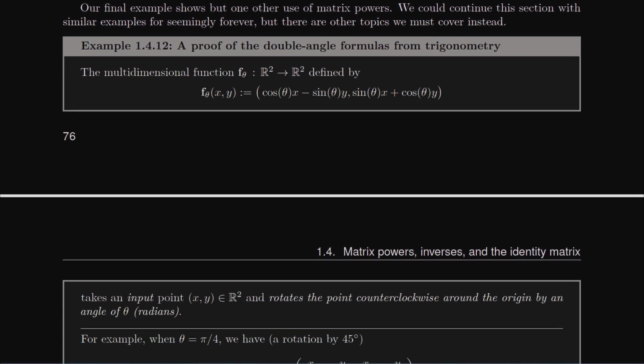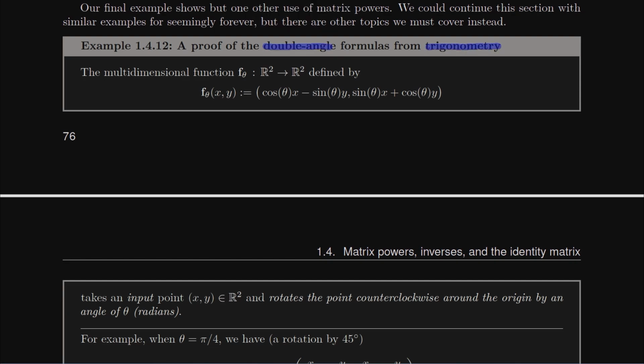Final example shows one example of another use of matrix power. So this is not going to rely on the inverse or the identity. It actually relies on the second power of a matrix. And this is pretty cool. This example shows the double angle formula from trigonometry.